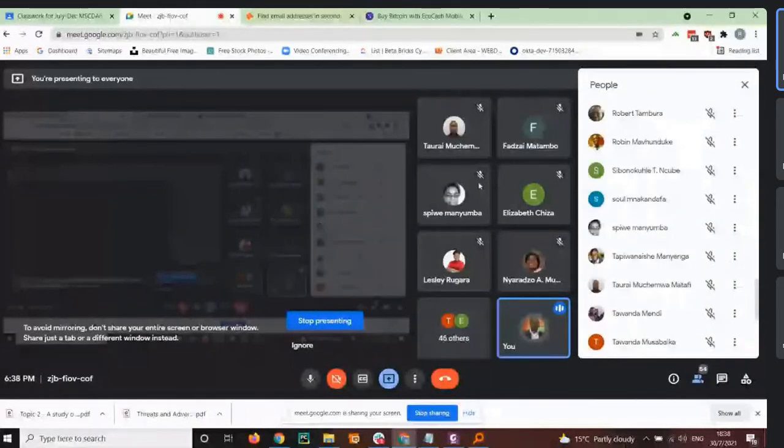Any other things or thoughts on cyber-dependent crimes? Cliff says they are cyber-dependent because we cannot perform them without the internet and computers. So yeah, those are a few examples of cyber-dependent crimes.